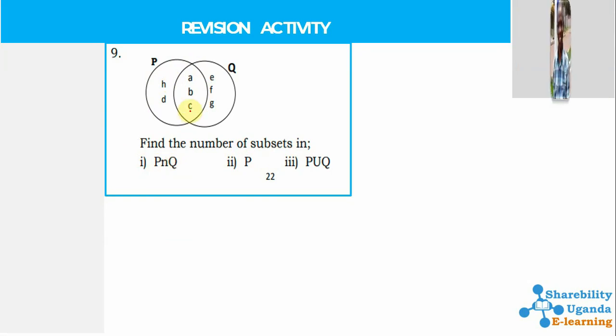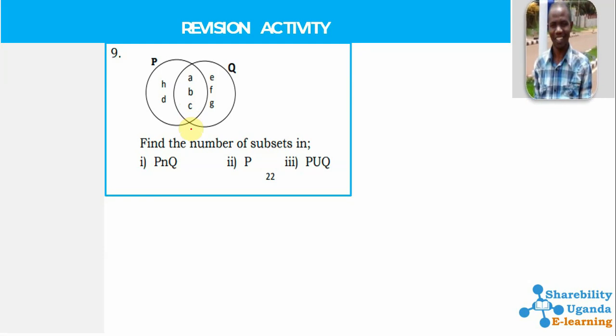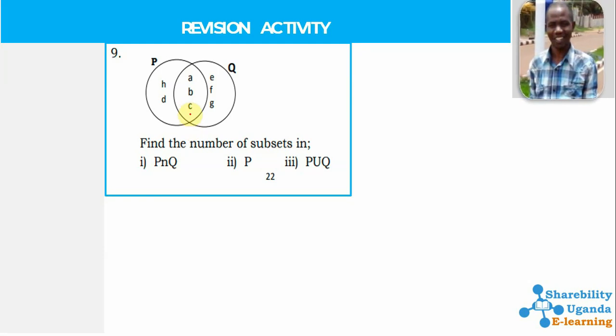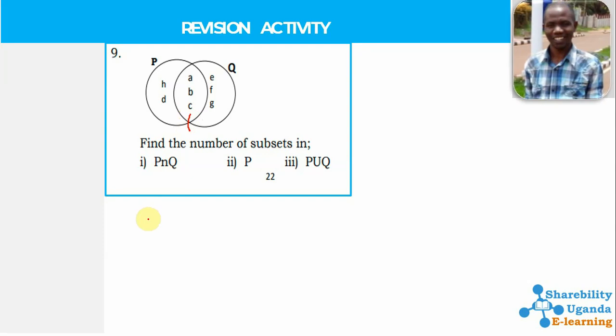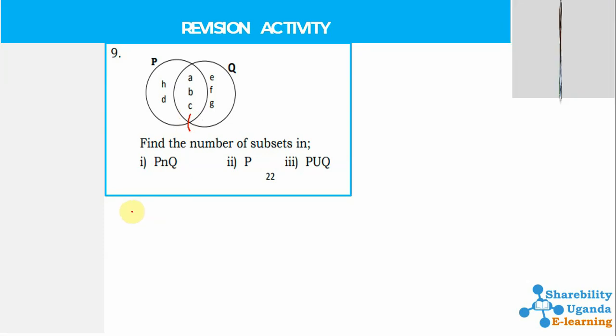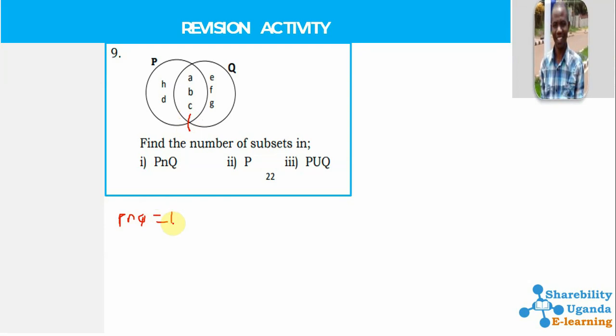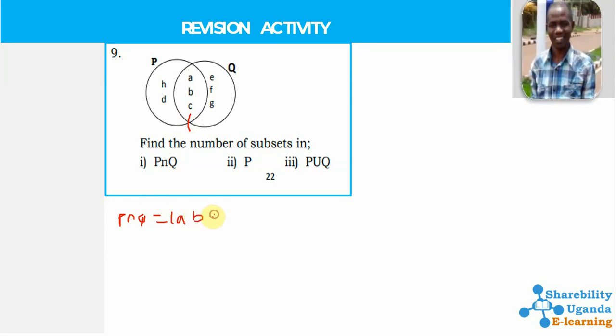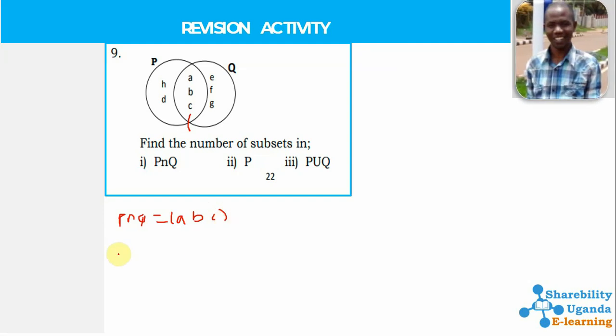We said that for us to get an intersection, those are the members that are shared between both sets, or the members that are overlapping in all the sets. So you can see our intersection part is here. We only need to know how many they are. So our P intersection Q is equal to these members. We have our A here, a B inside and a C inside.